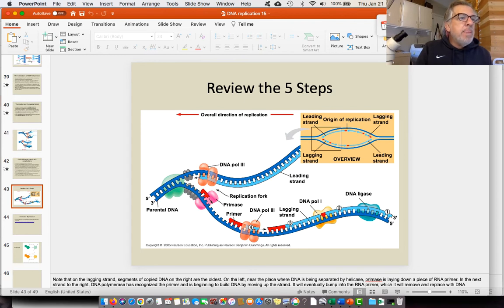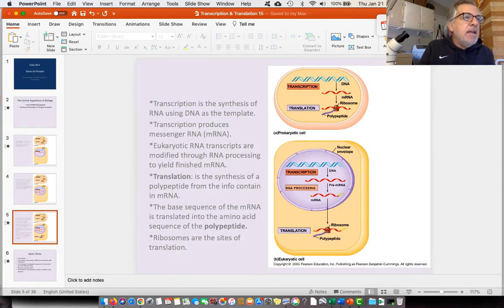Now we want to jump to how the genetic information in DNA is actually made real. And that's the process of transcription and translation that we reviewed earlier. What I want to do now is actually go through transcription and translation in more detail. This is a good time to stop the video and make sure that you understand replication and write down your questions about replication.